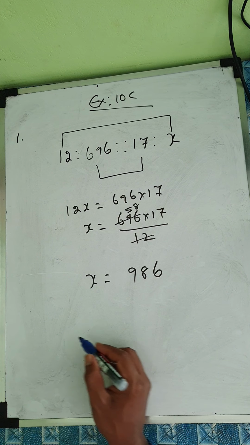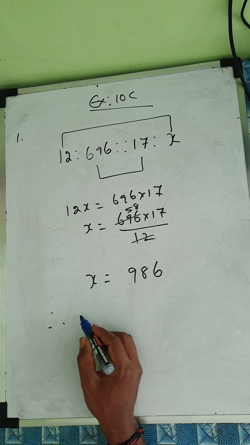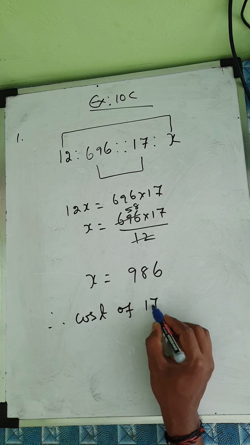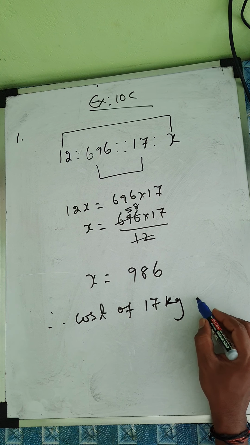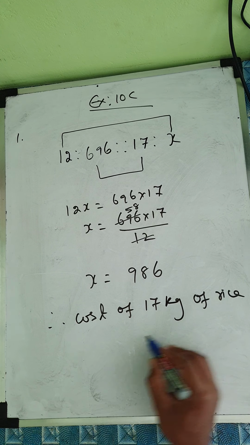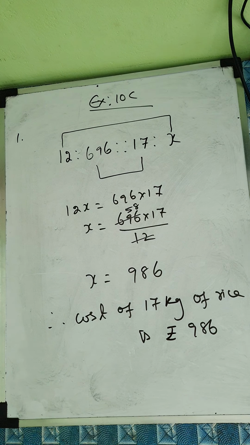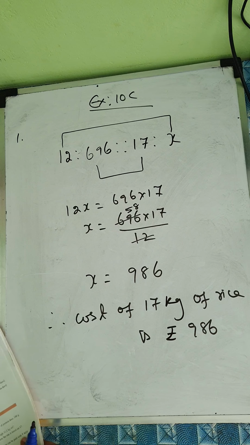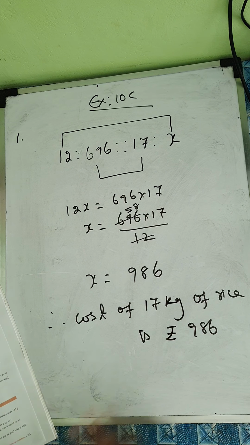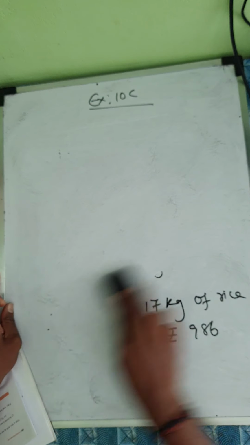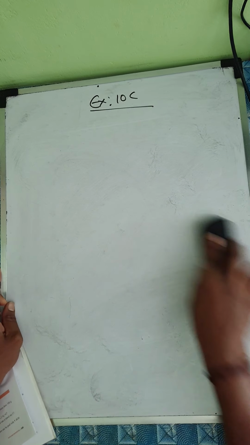Okay, so therefore the cost of 17 kg of rice is rupees 986. Okay, so now we'll go to the next question, question number 2, in the same method. Same method, what's given here.